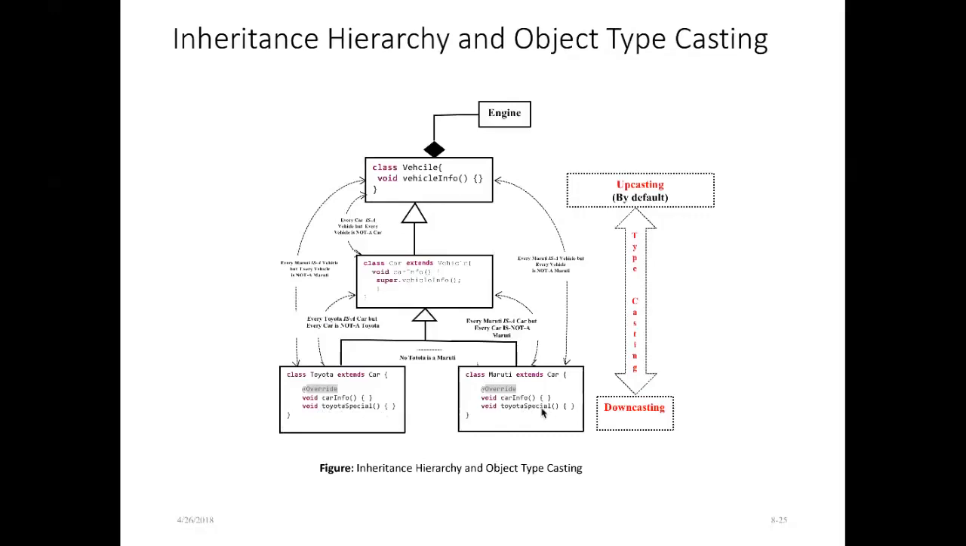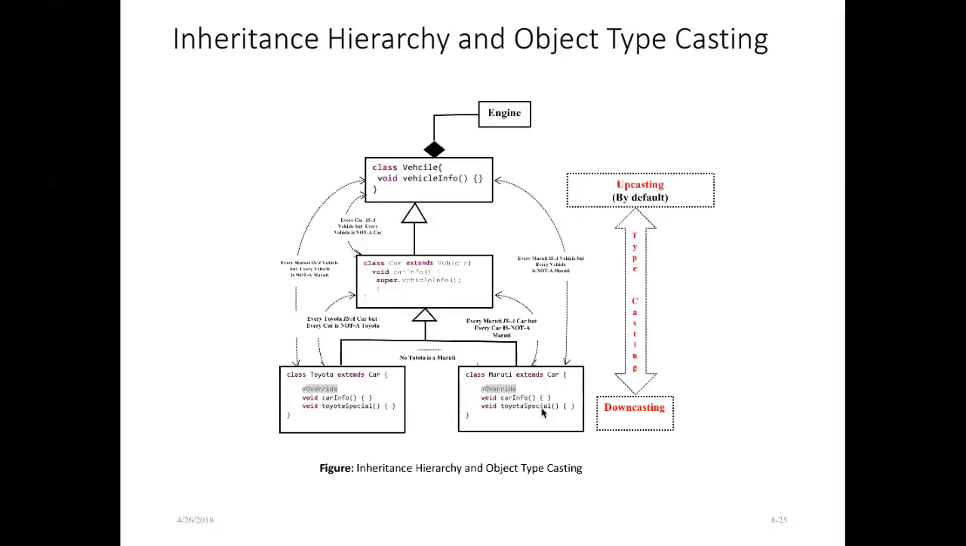Okay, so there are two types of casting. One is upcasting and another is downcasting. Upcasting means an object of the child class will have easy access to the upper level classes. Easily, that is by default. An object of a child class can easily get access to its parents' and grandparents' inheritable members. This is called upcasting. Upcasting is easy by default.